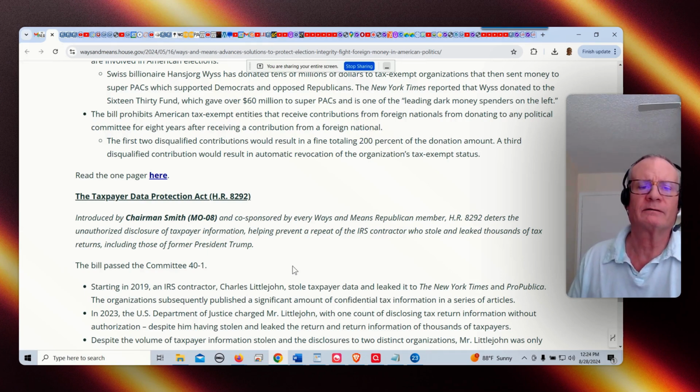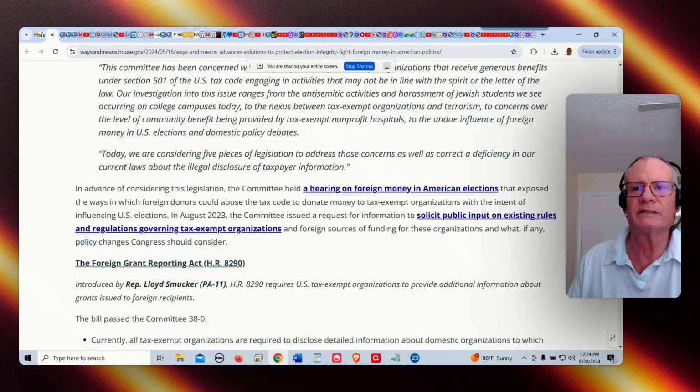The reason being that anytime the IRS says, don't worry, we're requiring this information, but don't worry because we're going to keep it secret, that's not going to happen. It's not going to stay secret.